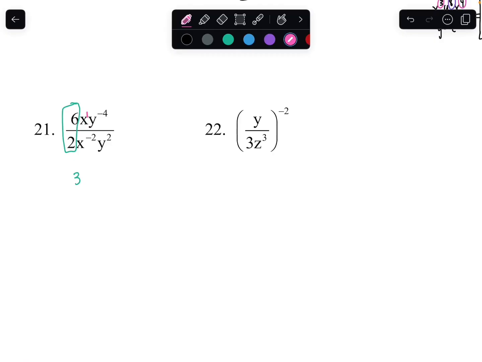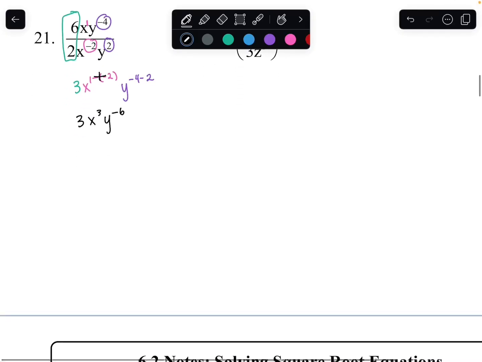And then x, we have x to the 1, and we're using our rule of subtraction here. And so it's going to be 1 minus negative 2. And then for the y's, we have negative 4 minus the 2. And so that simplifies to 3, and minus negative is the same as plus. So that would be x to the 3rd, y to the negative 6. And so now with that negative exponent, the y term is the only term that needs to move to the bottom of the fraction bar.